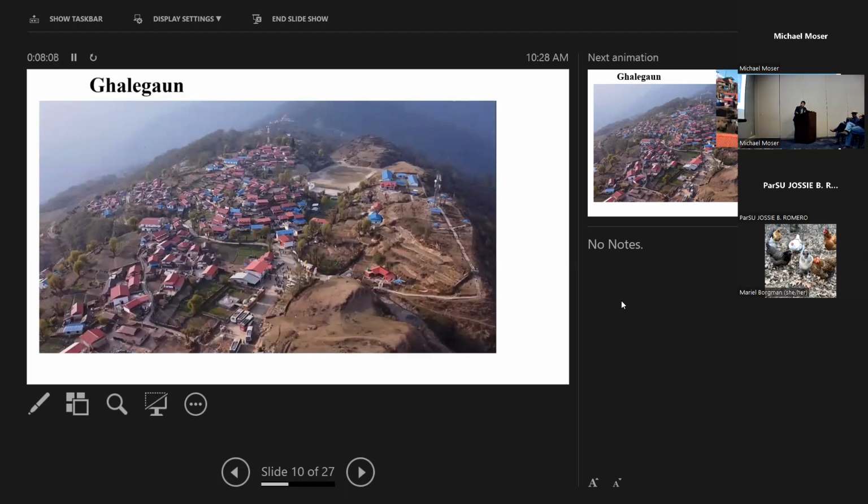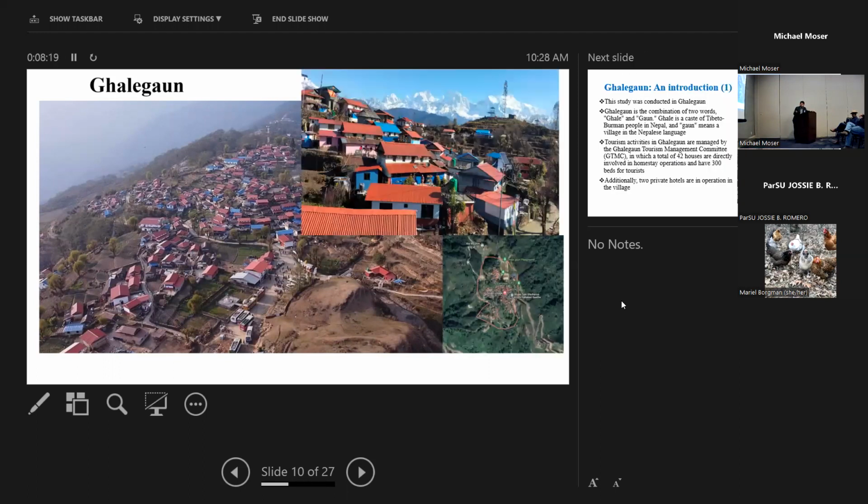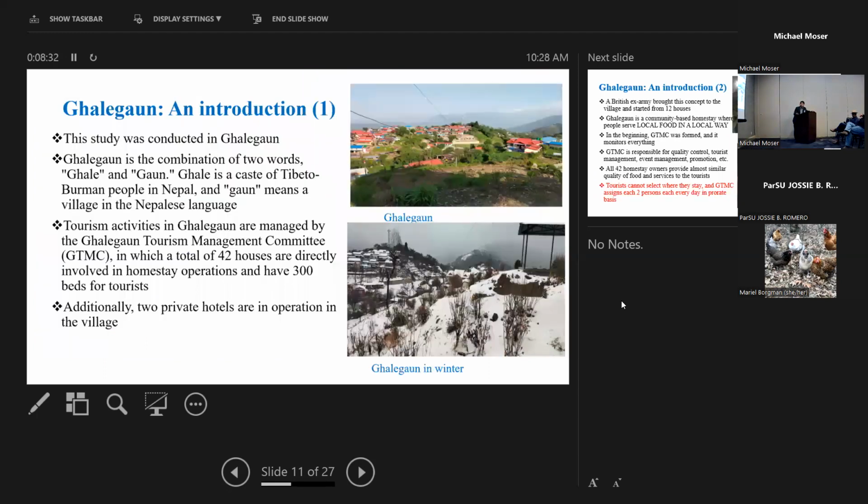We can see it is located on the top of the hill, and the height is around 2,700 meters from sea level. The village is surrounded by green forest, and we can see the mountain range, which can be viewed all year round. White mountains in the background attract more tourists.